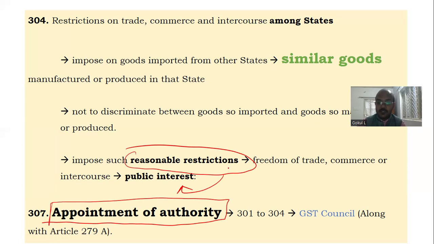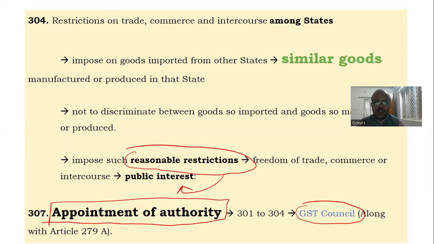And the last one is 307, appointment of authority in order to implement all these things, trade and commerce, free trade and commerce. Okay, you can say GST Council also is one amongst that. Though GST Council is established as per Article 279A, still, one way or the other, even these articles support the constitution of bodies like the GST Council.